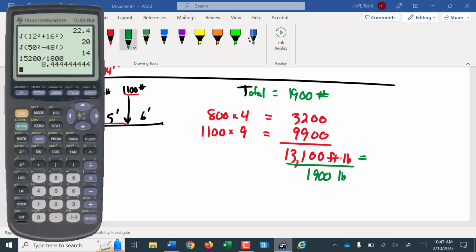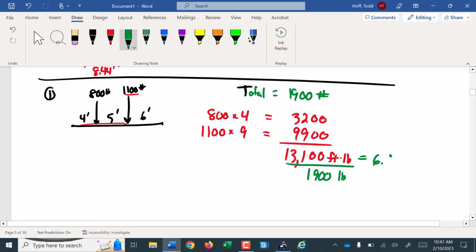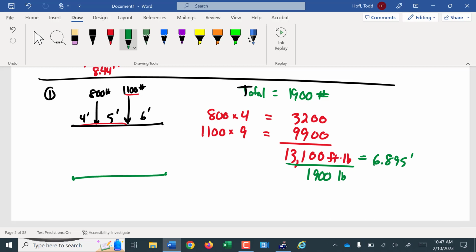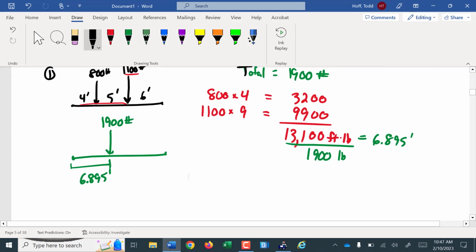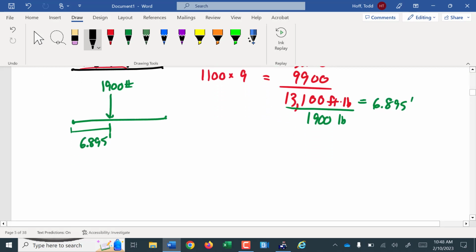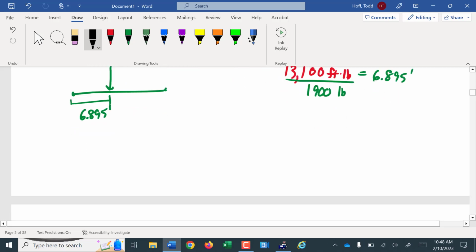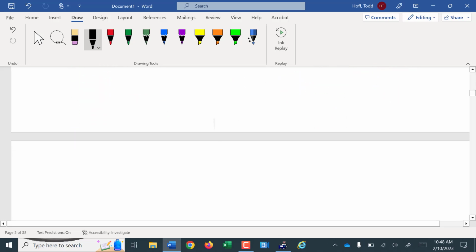giving us 6.895 feet. So again, what that means is we could treat that beam as though it has a single 1,900-pound load at 6.895 feet from the left end. But what if we have multiple distributed loads, uniform loads? This would be like number 3.